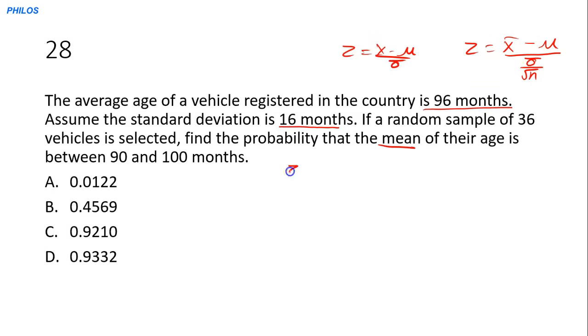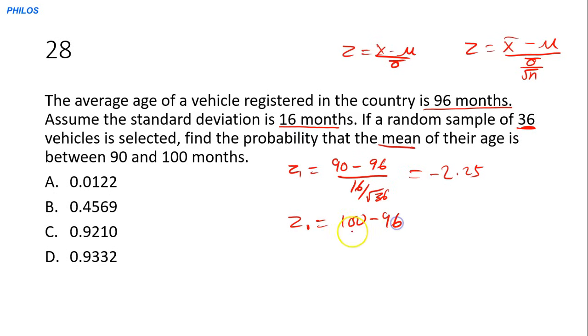So to find z1, it will be 90 minus the population mean, which is 96, divided by standard deviation, which is 16 over root a sample of 36, so root 36. So 90 minus 96 divided by 16 over root 36 will give you negative 2.25. Also, if we find a second z, that will be 100 minus 96 divided by 16 over root 36. And this will also give us positive 1.5.